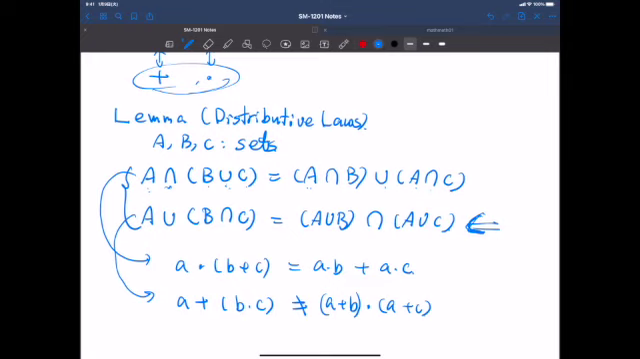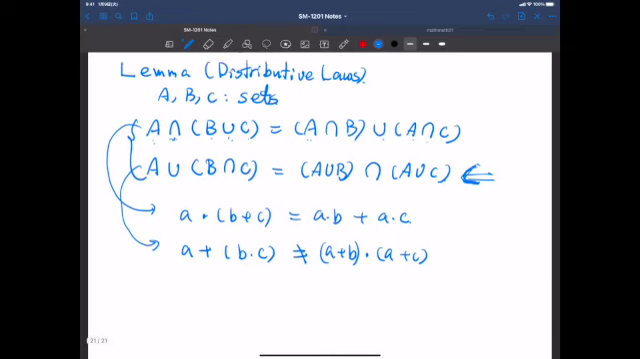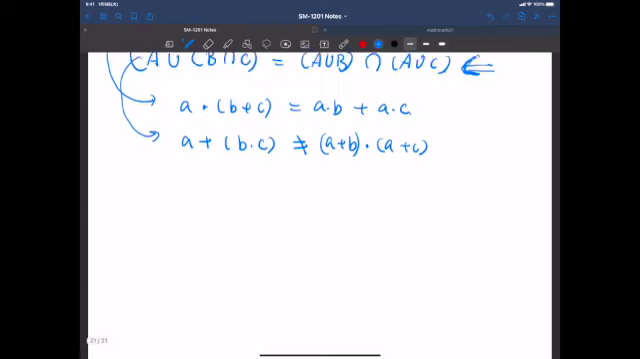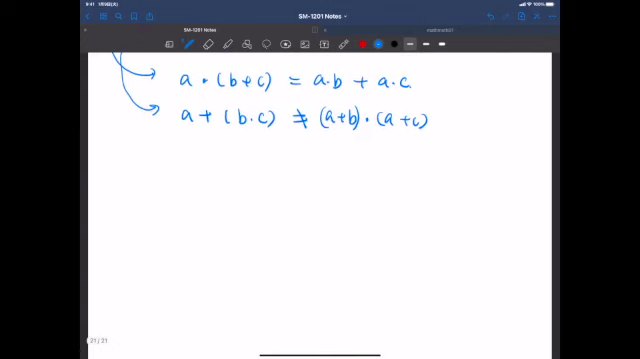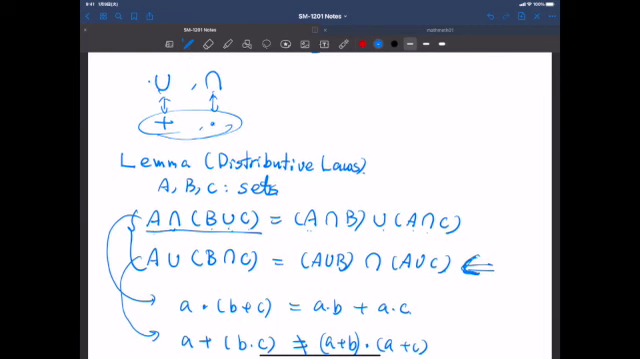So don't just rely on the analogy. We have to prove this based on the definitions of union and intersection. Okay, now let's prove this. As usual, if we want to prove two sets are equal, then first assume each element belonging to one set also belongs to the other set, and vice versa.